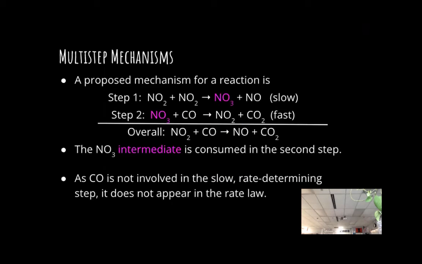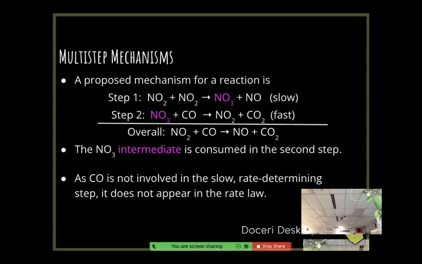Okay, so here's an example of a mechanism. This example is not in your notes, but just so we can talk through what some of these things are. This is your mechanism, and it gives us the labeled slow step versus fast step. You can see NO3 as an intermediate because it's produced in this step and then used up in the next step.